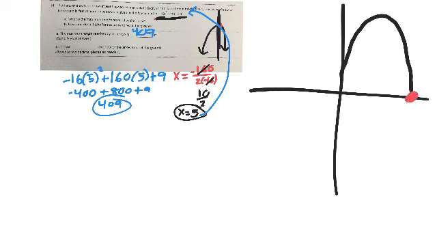So to find that, we know we're just looking for an x-intercept. So to find the x-intercept of a parabola, we could either factor or use the quadratic formula. So for this one, again, I'm going to use the quadratic formula.